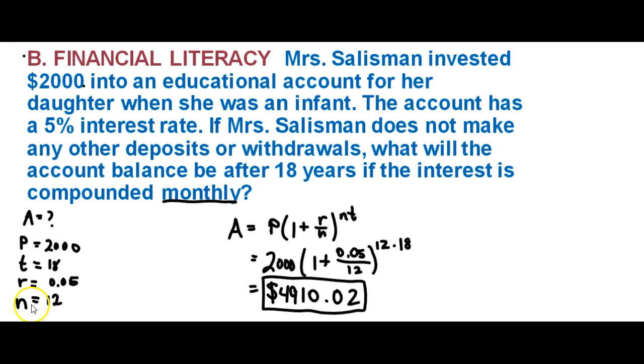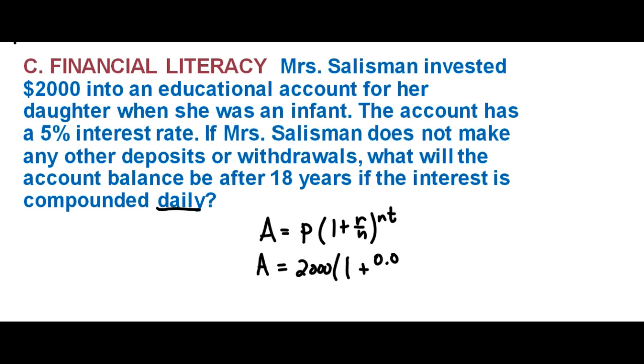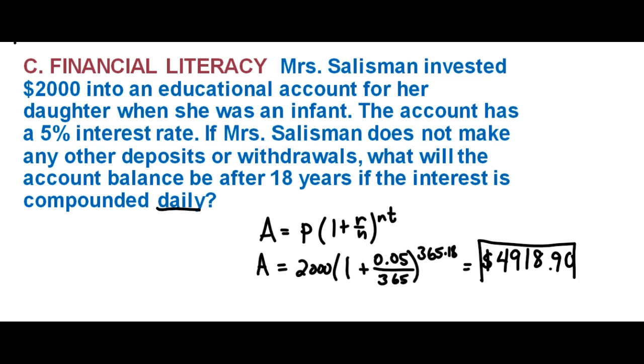And we're just going to look at one more together. Now for this one, the amount is going to be compounded daily, so 365 times in a year. So again, we're just going to take that equation, A equals P times 1 plus R over N to the NT. Again, our P is 2,000 times 1 plus 0.05 over 365 this time, times 365 times 18. And that's going to give us, just to save us some time, you can try this in your calculator yourself, but it should get you $4,918.90.